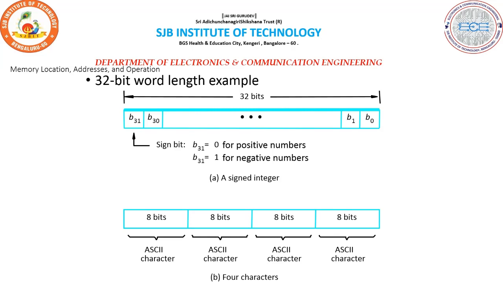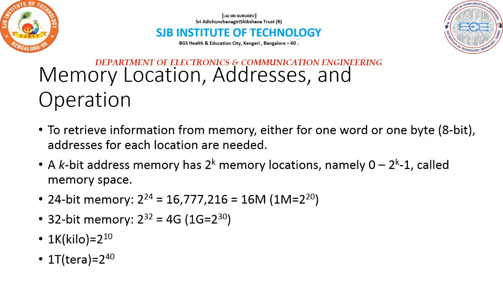Bit 0 to bit 30 hold the number, and bit 31 is the leftmost bit, which indicates whether the number is positive or negative. Here 8 bits represent one ASCII character, another 8 bits represent the next, and so on, so each ASCII character requires 8 bits, and a total of 32 bits represents the 4 ASCII characters. So, memory locations, addresses and operations.